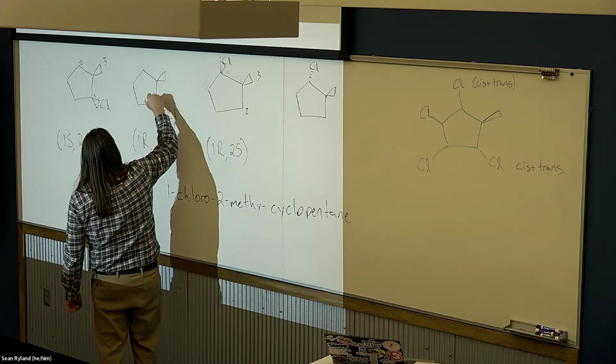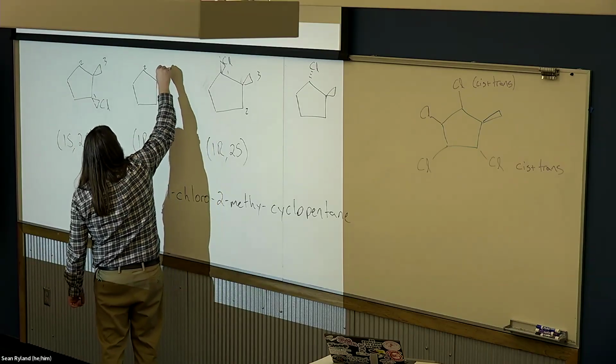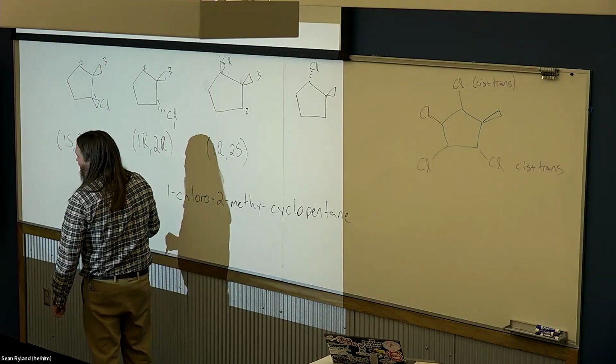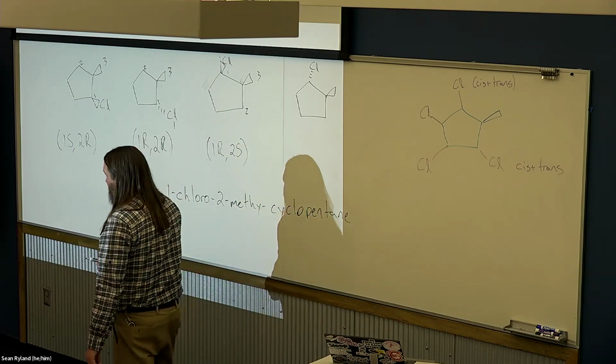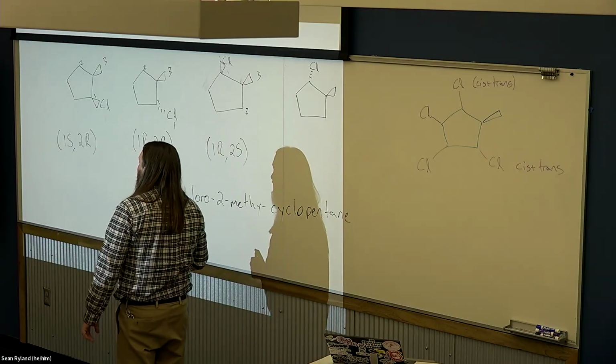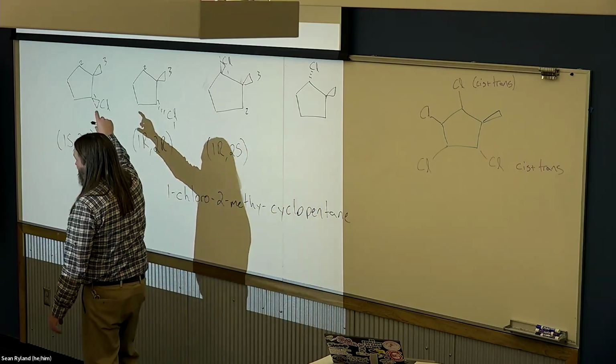And this one's going to be 1, 2, 3. So we're going to get all 4 possibilities for each of these. So that's the other way that you can think about it, because this gives us 2 stereocenters.